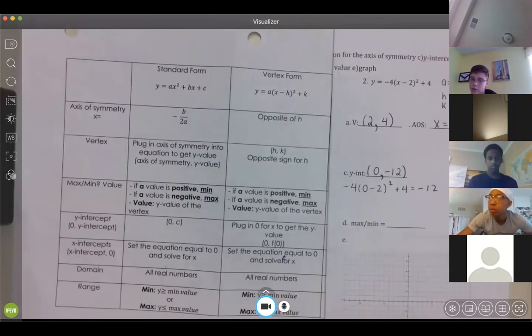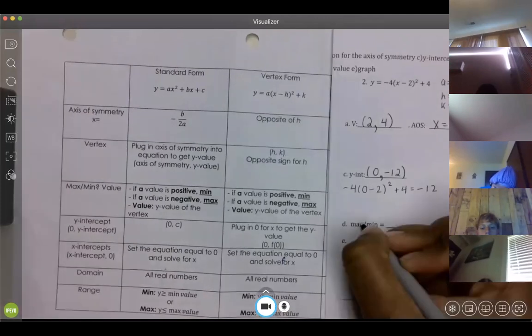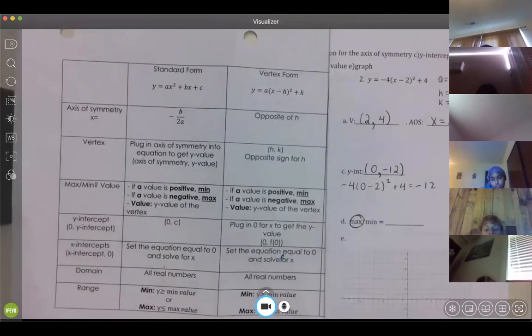All right, do I have a maximum or minimum? What do you think, Gavin? Is it maximum? Yes, and why do you say maximum? Because the A is negative. Good job.